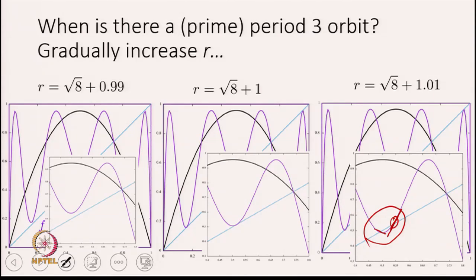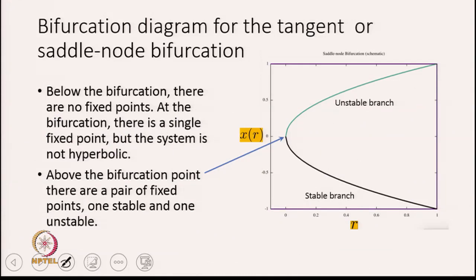As we saw over here, there was no fixed point, then a point of tangency, and then 2 fixed points. So below the bifurcation there are no fixed points. At the bifurcation there is a single fixed point which is non-hyperbolic, and above the bifurcation point there are a pair of fixed points, one of which is stable and one of which is unstable.